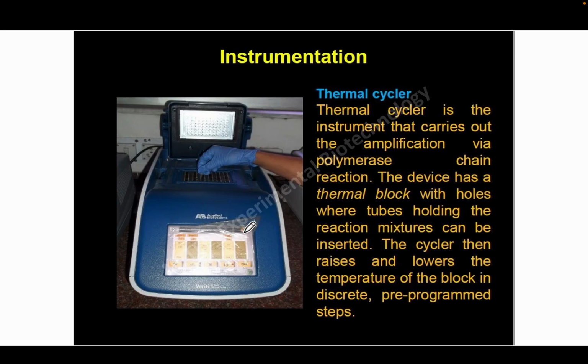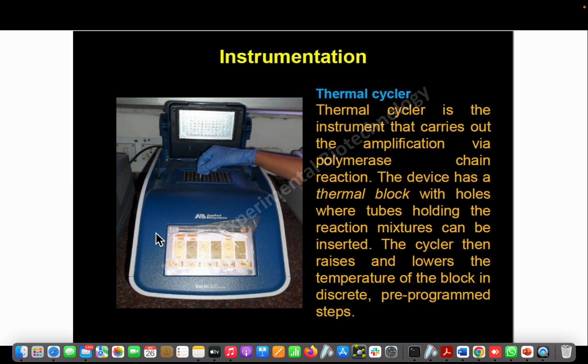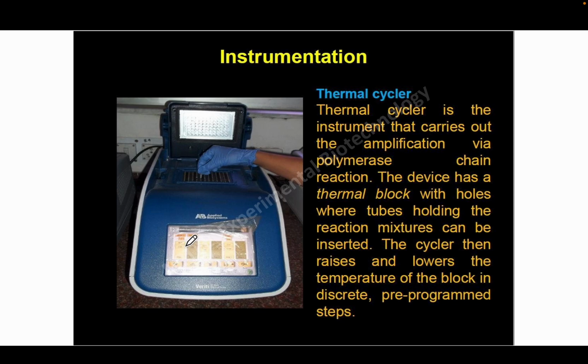So this is basically an old PCR instrumentation system. Nowadays also you will be able to see it like this, the same thing. This is the heating block. So here your temperature will change, so you need to put your sample here, and you need to close the door, and here your parameters will come up, where you will select your protocol, how much temperature and for how much time you want to set, and you will start the run. So this is a thermal cycler. It's the instrument that carries out the amplification via polymerase chain reaction. This device has a thermal block with holes where tubes holding the reaction mixture can be inserted. The cycler then raises and lowers the temperature of the block in discrete pre-programmed steps.